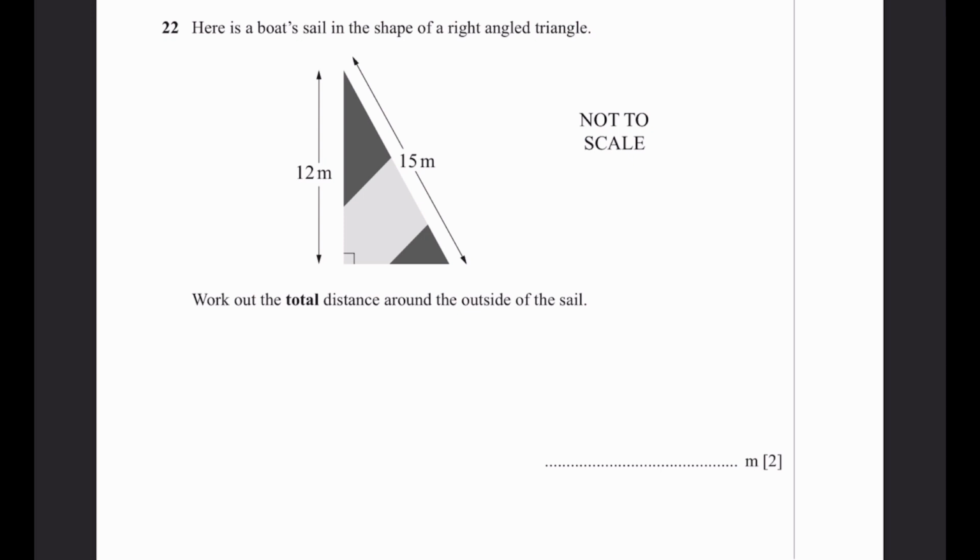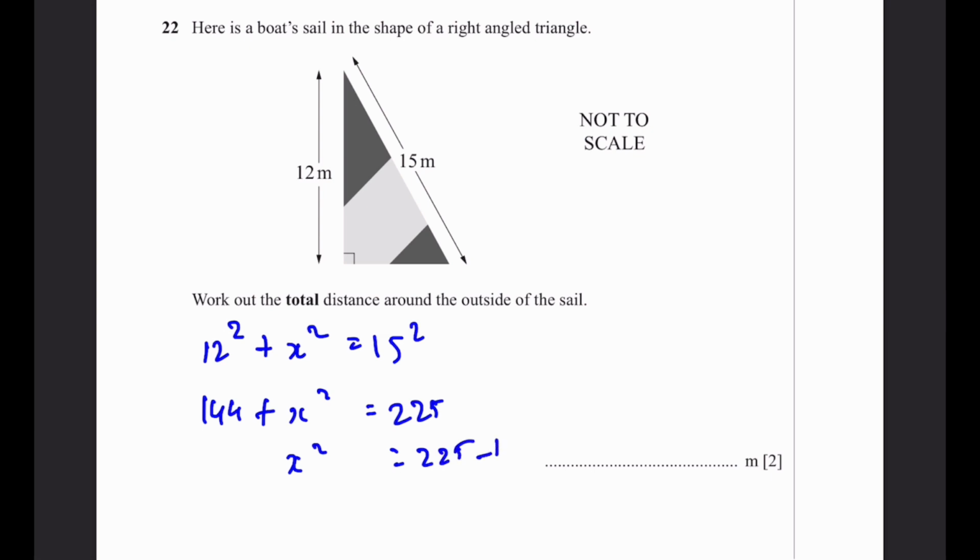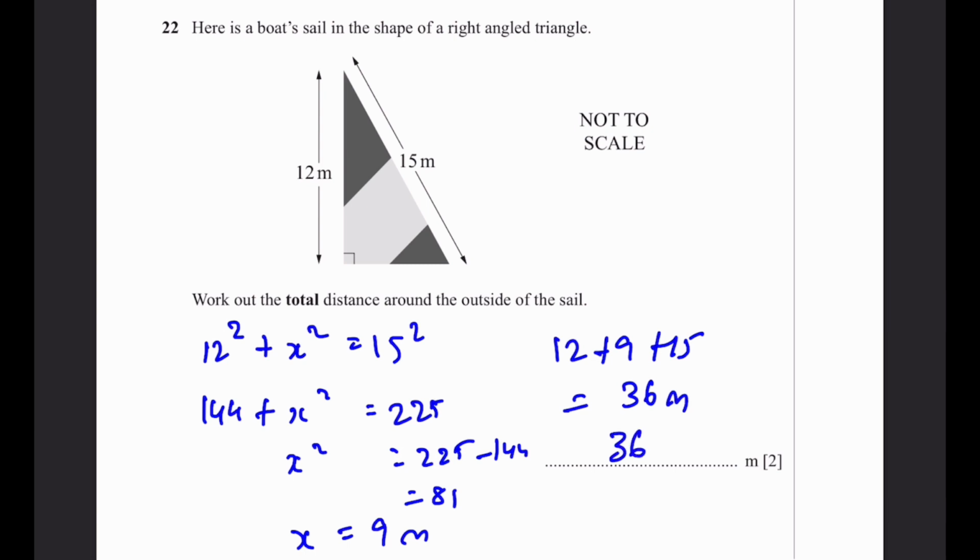Question 22. Here's a boat sail in the shape of a right-angled triangle. Work out the total distance around the outside of the sail. To do this, we can see first that this is a right-angled triangle, which means we can use Pythagoras' theorem to find the third side. 12 squared plus x squared equals 15 squared. 144 plus x squared equals 225. x squared equals 225 minus 144, which is equal to 81. x is equal to 9 meters. And 12 plus 9 plus 15 is equal to 36. And therefore we have 36 meters for the distance around the outside of the sail.